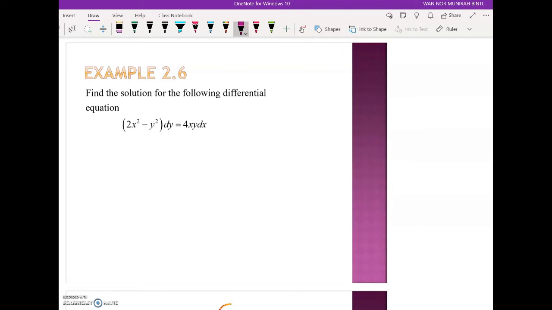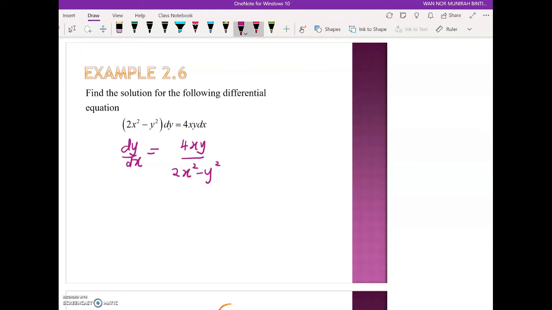This is obviously not a linear equation, where you cannot rearrange the equation in the form of ay prime plus by equals c. Next, we test whether this is a homogeneous equation or not by rearranging the equation until we get dy/dx on our left. So we have dy/dx equals 4xy over 2x squared minus y squared.